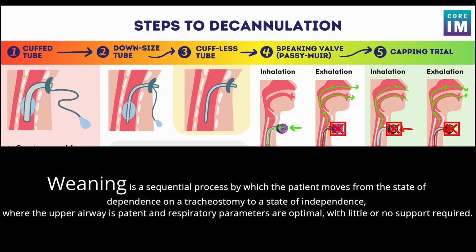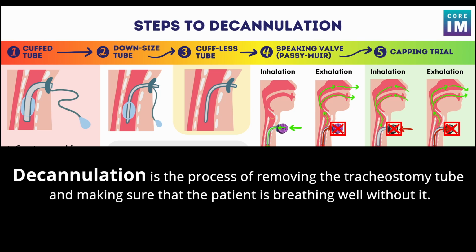It is a sequential process by which the patient moves from the state of dependence on a tracheostomy to a state of independence, where the upper airway is patent, the respiratory parameters are optimal, with little or no support required. Decannulation means the process of removing the tracheostomy, and the patient is breathing well without the tracheostomy.